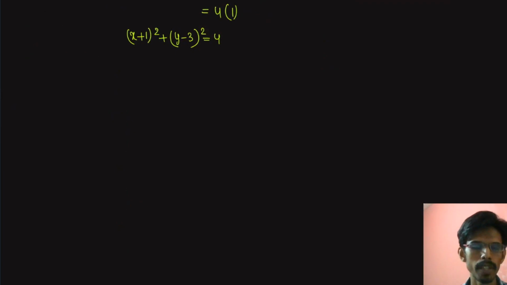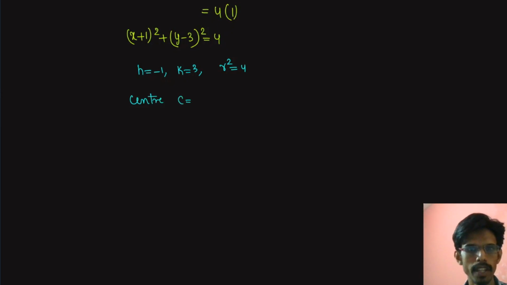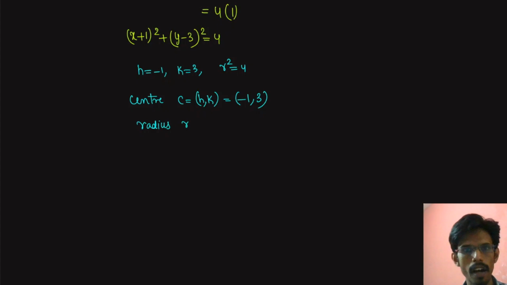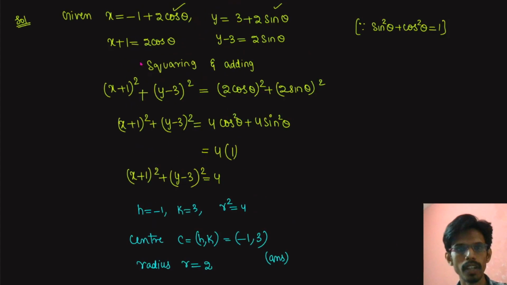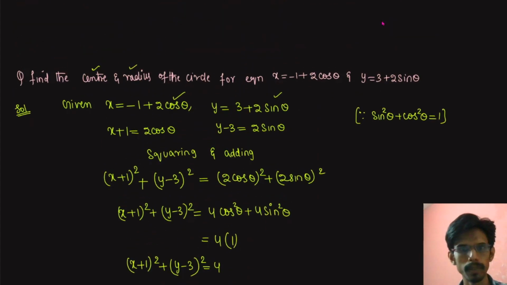Now from here, comparing with the (x minus h), (y minus k) form, h will be minus 1, k is equal to 3, r square equal to 4. Okay, the center C is h comma k, that is the equation of circle in center radius form. So this will be minus 1 comma 3, and the radius r will be 2. Okay, this is how we find the center and radius for a parametric equation.